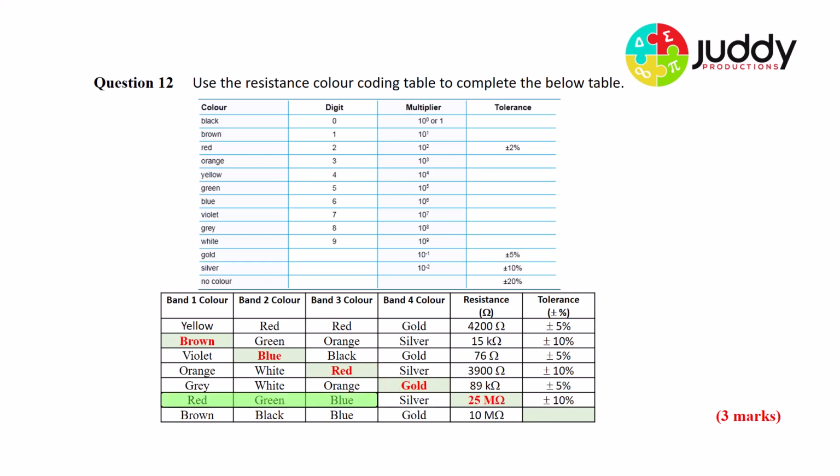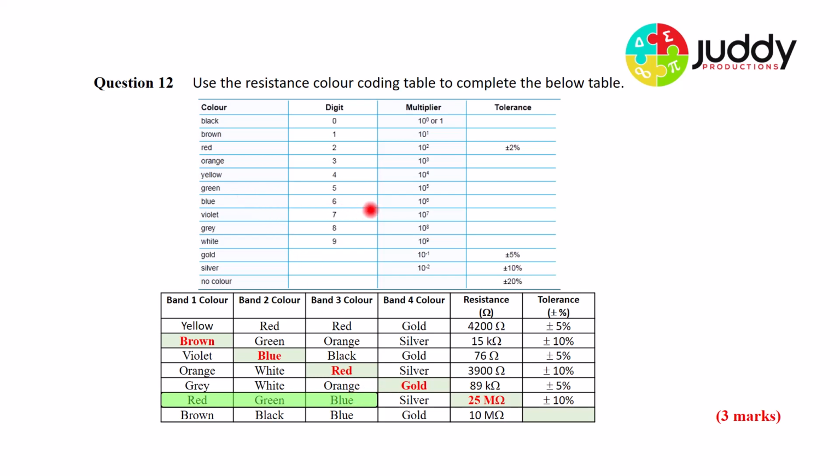Our fifth example takes into consideration the first 3 bands. So we've got a red. Red represents the number 2, so we put 2 in. We have a green. Green represents the second digit of 5, so the 5 goes in. And blue is our multiplier. The third band is our multiplier.